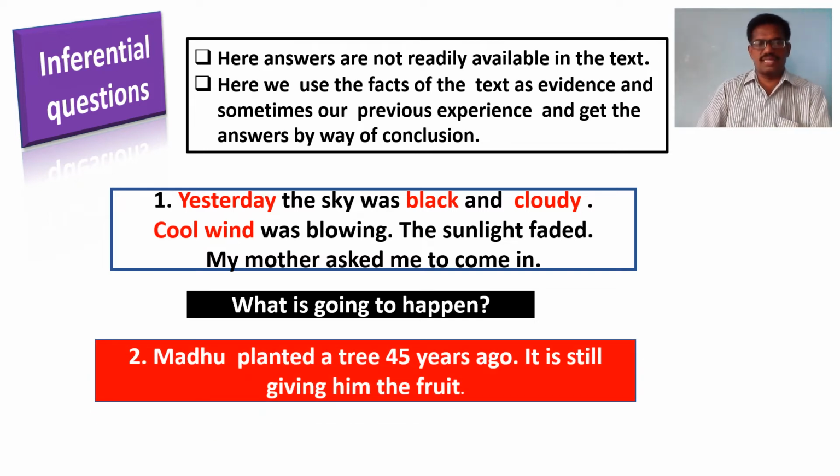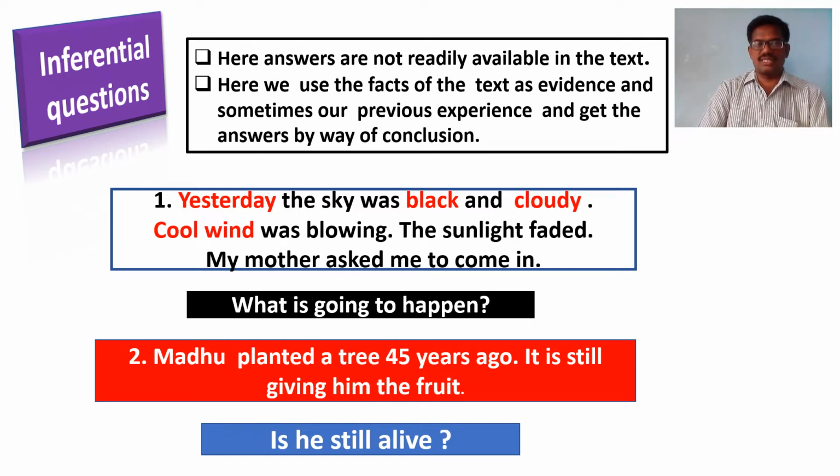Look at one more example. Madhu planted a tree 45 years ago. It is still giving him the fruit. If you ask the question, is he still alive? There is no direct answer from the text. We have to conclude from the lines given. That means we have to make use of those lines as evidence, and on the basis of it, we have to conclude the answer. So from these lines, it is still giving him the fruit means he is still alive. So we say the answer is yes.